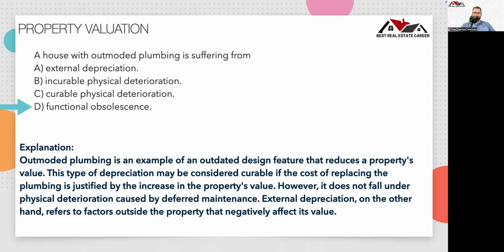Outmoded plumbing is an example of outdated design features that reduce a property's value. This type of depreciation may be considered curable if the cost of replacing the plumbing is justified by the increase in the property's value. However, it does not fall under physical deterioration caused by deferred maintenance. External depreciation, on the other hand, refers to factors outside the property that negatively affect its value.